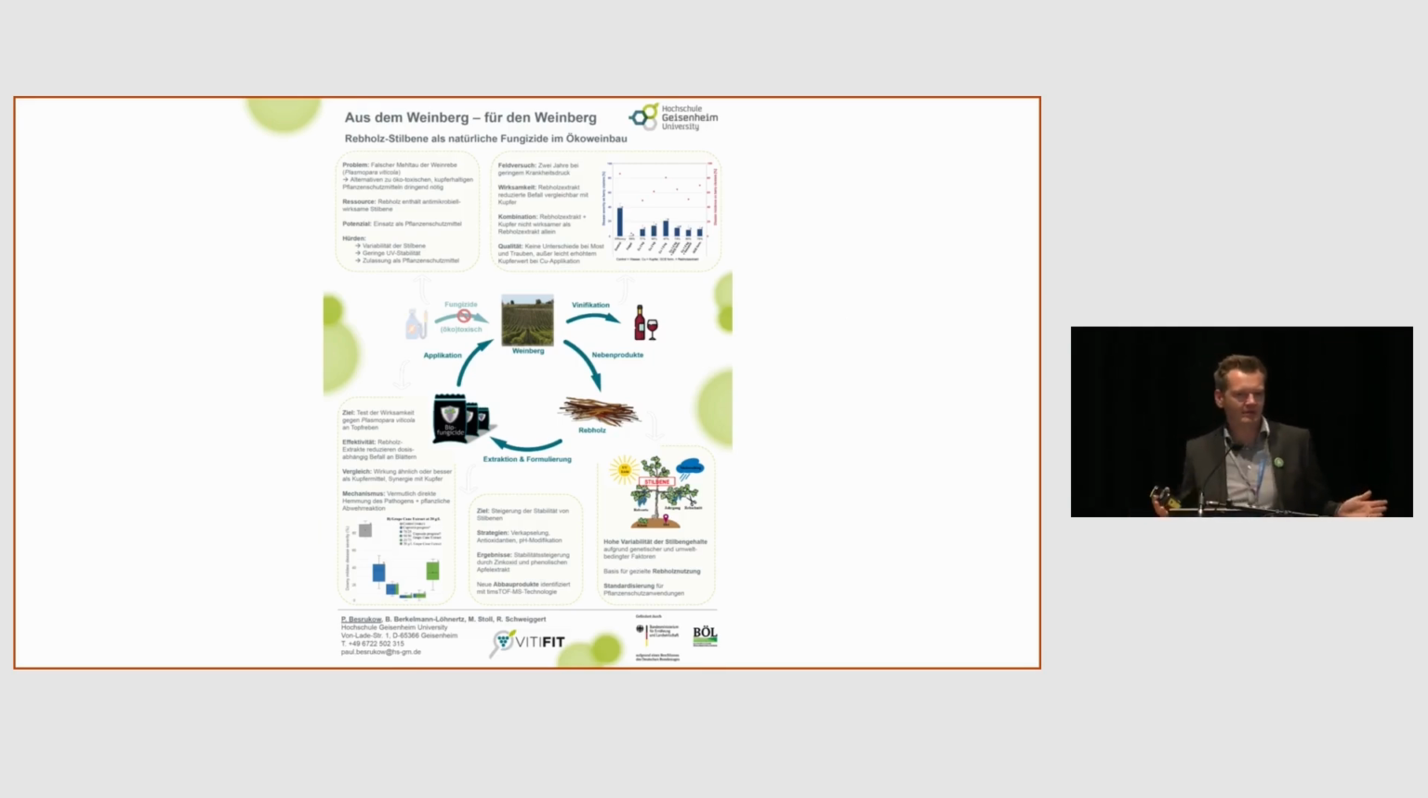Paul Besrukow of Geisenheim University. So you all know how it works. We have a vineyard, we spray pesticides, and then we make wine. But as a matter of fact, we spray pesticides to protect the plants, but the plant also has its own tools to protect itself. They're not always sufficient, but they exist.